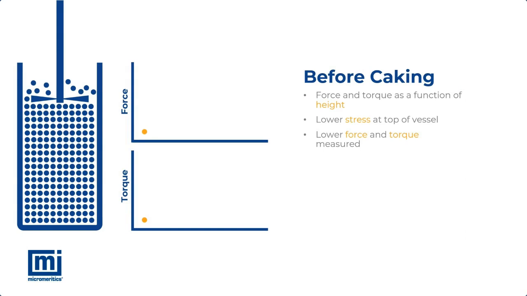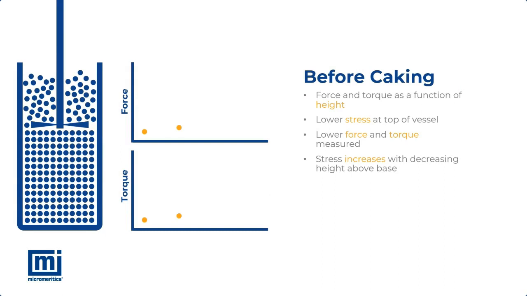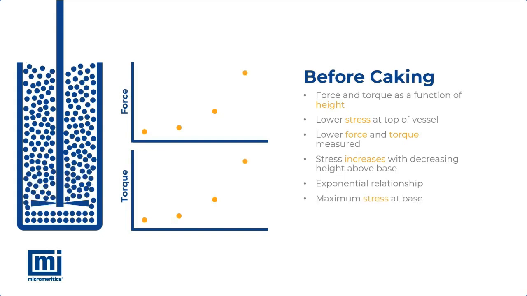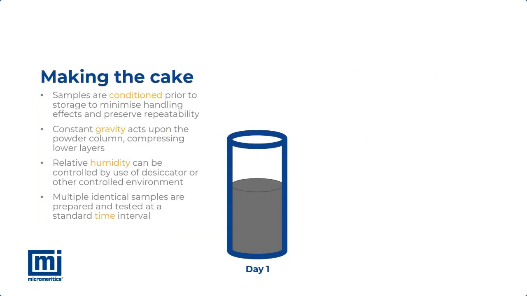In an uncaked sample, we would expect to find lower stresses, i.e. a looser packing state, towards the top of the sample vessel. Therefore, comparatively low force and torque would be measured here. As the blade's height above the base of the vessel decreases, though, we would expect the packing state of the particles to become more efficient, as gravity and mass cause the compaction of the powder. This would be expected to lead to higher stresses, and therefore increasing torque and force measurement, coming to a maximum at the base of the vessel.